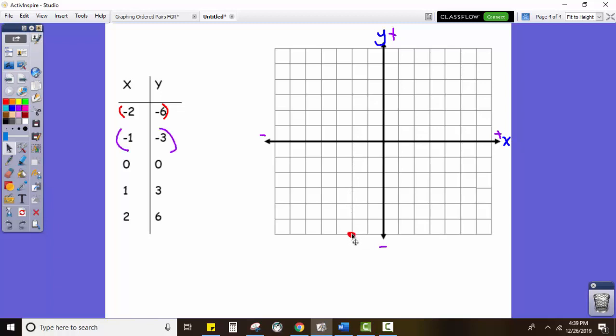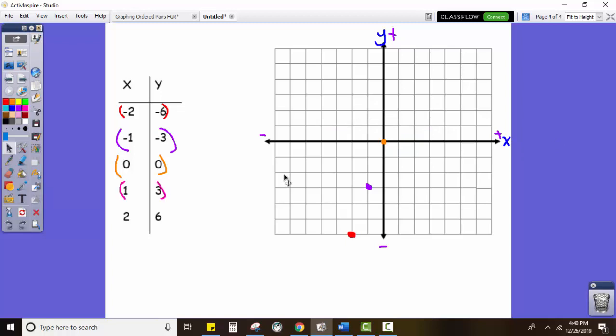Next one is -1, -3. So I start at 0, 0. I go over to -1. So that would be to the left, -1. Y value is -3, so down 3. 1, 2, 3. Put my point there. Next one is 0, 0, and that's an easy one. Over 0, up 0, right in the middle. We call that the origin.